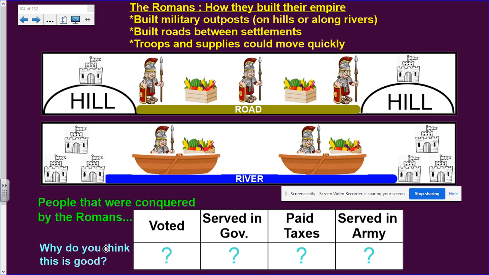Okay. Why do you think this is good? Now, again, this is your opinion, but a lot of you all had already shared these with me, so I can go ahead and give you all some of the answers. The voting. Okay. Why is it good that they let conquered people vote? Well, a lot of you all said that those conquered people would feel like they were part of the Roman Empire, instead of just feeling like people that got taken over.